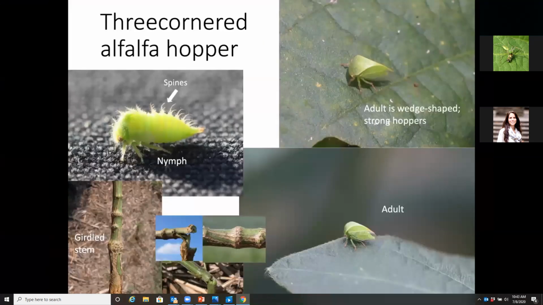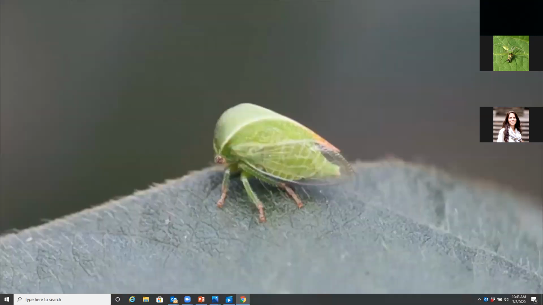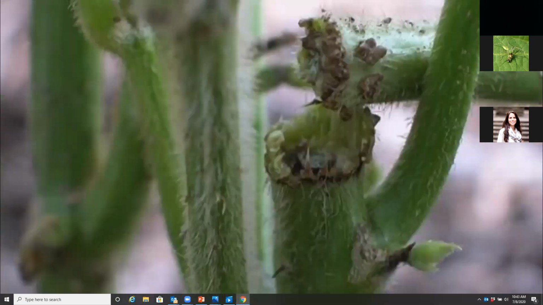The adult 3-cornered alfalfa hopper is a green, wedge-shaped insect about a 1/4 inch long. They are an occasional pest of soybeans. Nymphs are similar but smaller and have spines along the back. The adults are very mobile and strongly hop when they are disturbed. Adults and nymphs feed by inserting their piercing, sucking mouthparts and girdling the circumference of stems or leaf petioles. A girdle is created at the site of the feeding.